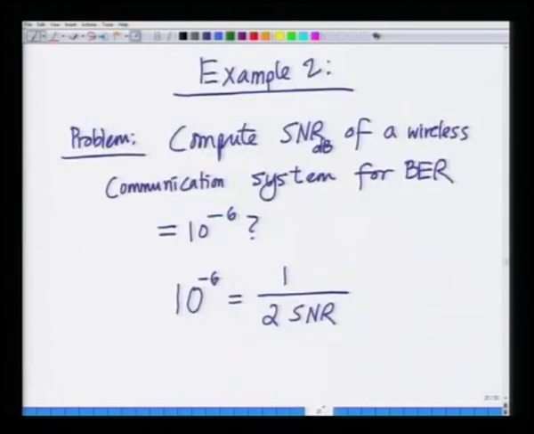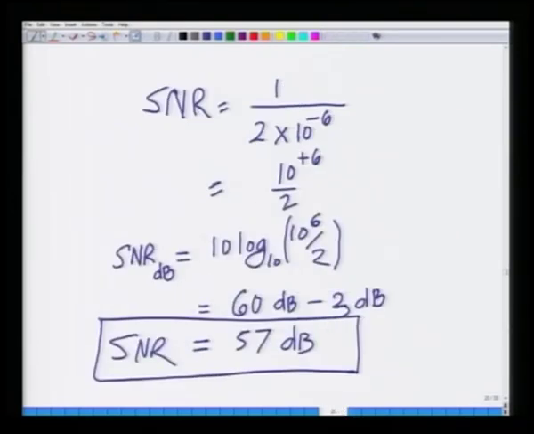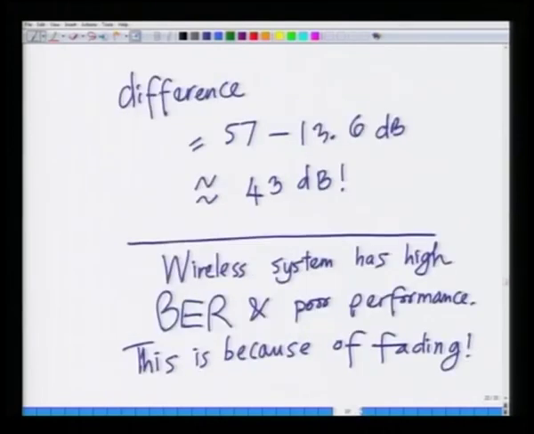And we did another example, that is we wanted to compute the SNR required for a bit error rate of 10 power minus 6 in a wireless communication system. We said that is achieved at 10 power minus 6 is 1 over twice SNR, and the SNR required is 57 dB, and we said the difference between wireless and wired system is 43 dB. That is a huge difference.